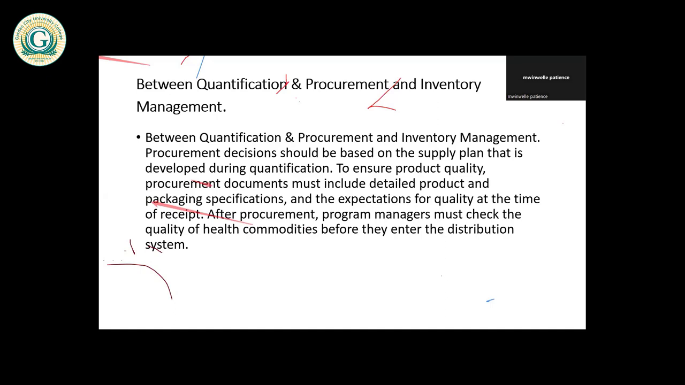So between quantification, procurement, and inventory management, procurement decisions should be based on the supply plan that is developed during quantification. To ensure product quality, procurement documents must include detailed product and packaging specifications and expectations for quality at the time of receipt. So the packaging: how should the product be packaged? Do we want it in a syrup form? Do you want it in capsules? Should it be in a blister?